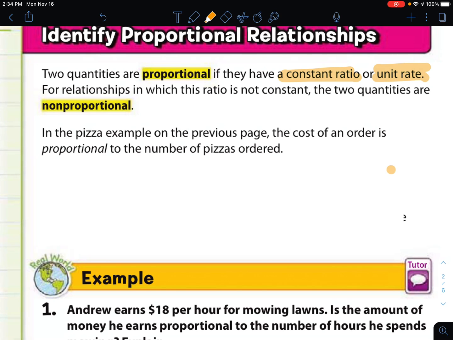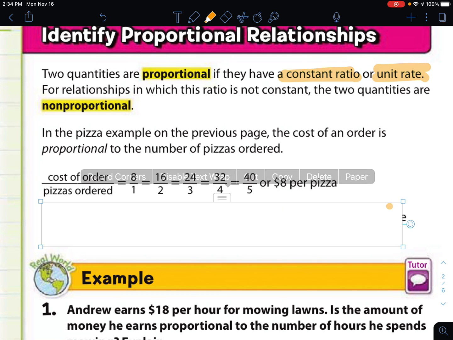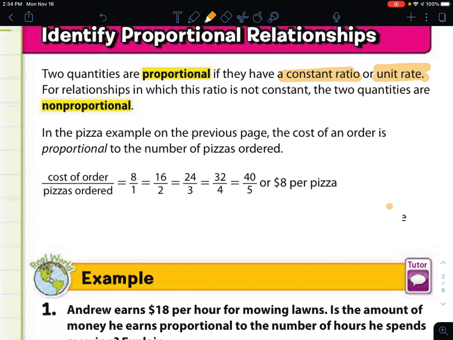Because again, if we look at the cost of the order over the pizzas ordered, they're all equal to 8 over 1. So from the previous page, we know that 16 over 2 is 8 over 1, 24 over 3 is 8 over 1, 32 over 4 is 8 over 1, and 40 over 5 is 8 over 1. What it's saying is that it's $8 per pizza.